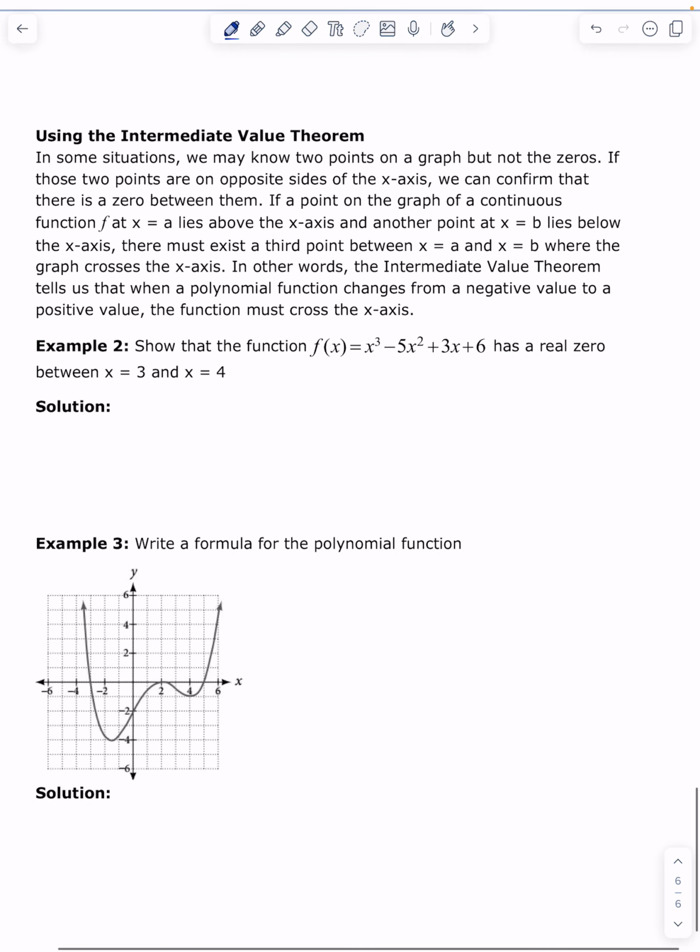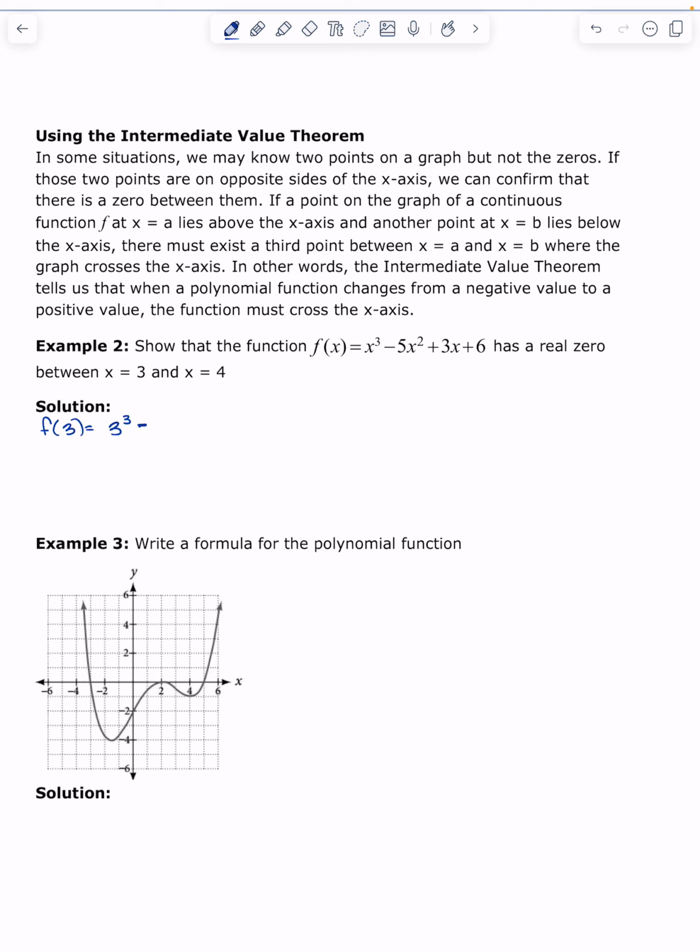Last thing we're going to talk about in section 5.3 is using the intermediate value theorem. Basically, it says if I evaluate the function at 2 different numbers, one's negative, one's positive, these are all polynomials, so we know they are smooth and continuous. There's got to be a 0 between the two.